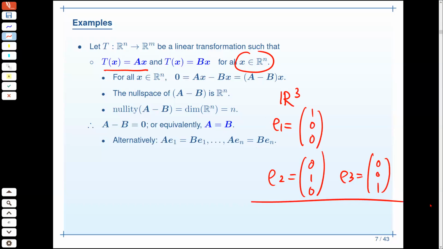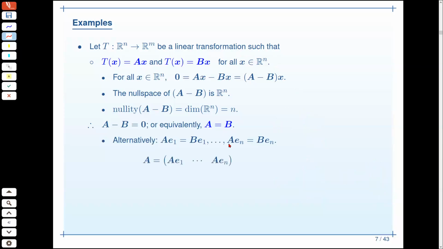Right? So we can have AE1 equals BE1, because they are both T of E1. Similarly, AEn equals BEn. But what are they? We already know this, right? What is AE1? It is the first column of A. To be more precise, A equals A times the identity matrix. The identity matrix has first column E1, second column E2, last column En, and we know that we can decompose the matrix multiplication in such a form.